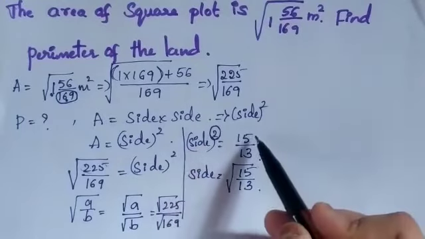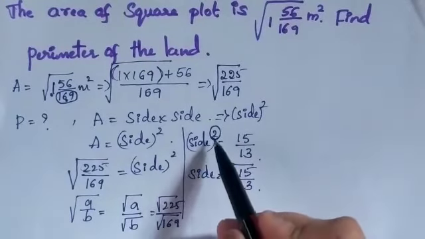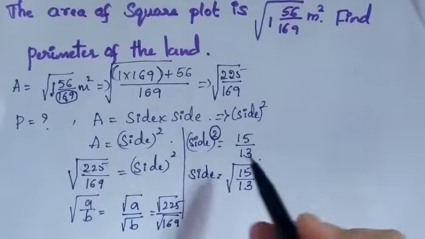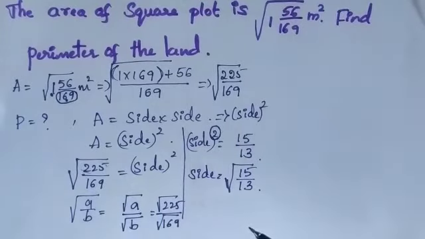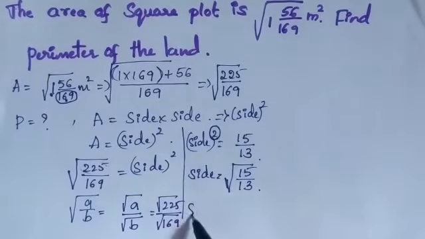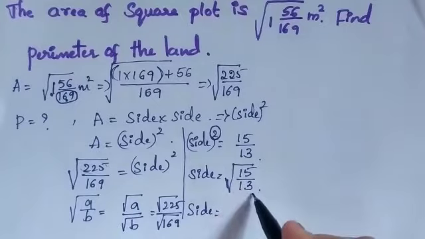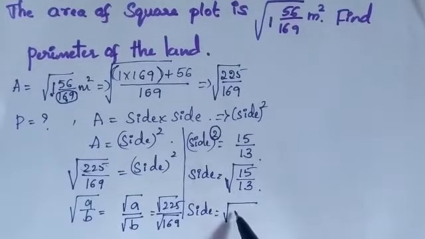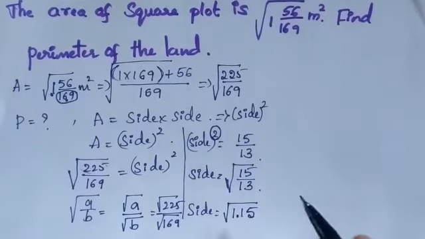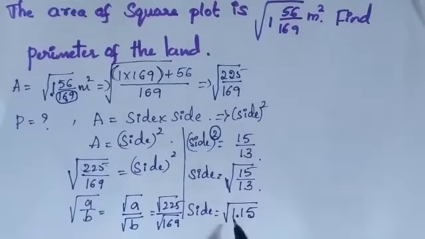Side square is equal to 15 by 13. When this 2 moves from the left side to the right side, it becomes square root of 15 divided by 13. So now side is equal to, let me do the division. 15 by 13, if I divide, I'll get square root of 1.15. So if I find the square root of 1.15, then I'll get the answer for the side.